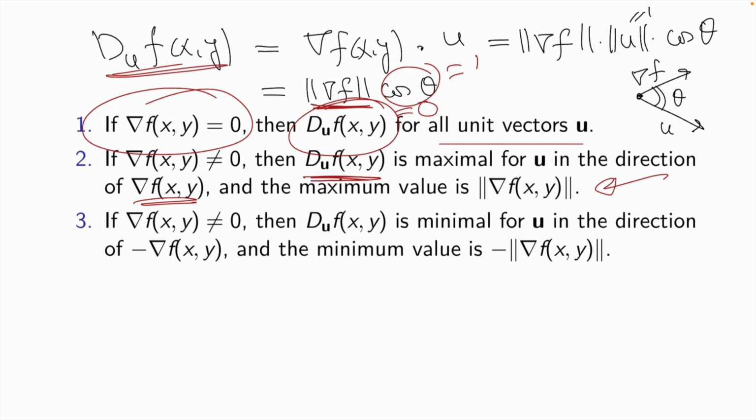So the second property tells us two things. First, that the direction in which the rate of change is maximal is the direction of the gradient. And then it tells us also what that rate of change is. How much is the directional derivative? Well, it's just the norm of the gradient. And the same thing about the minimal. It's going to be minimal when the direction is opposite to the gradient, and the minimal value is going to be equal to minus the norm of the gradient, because then the cosine is going to be -1.